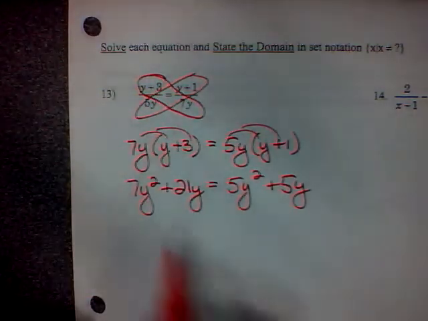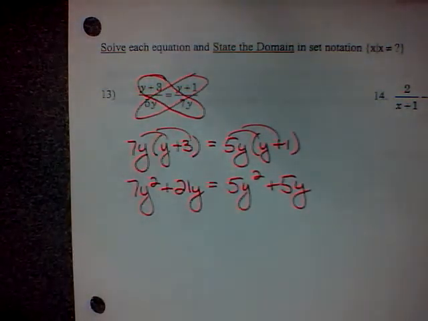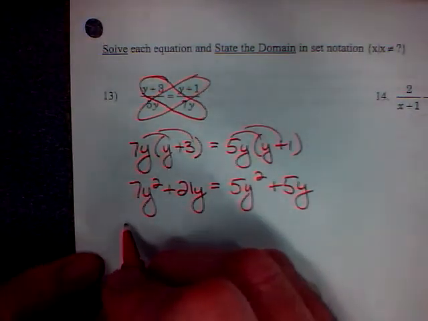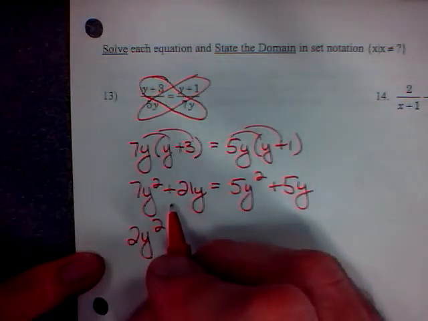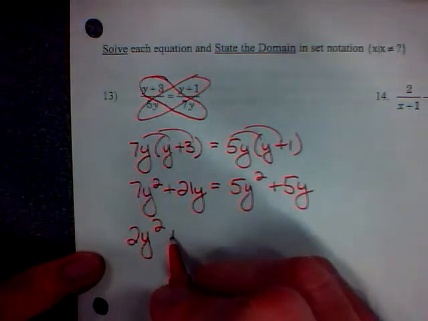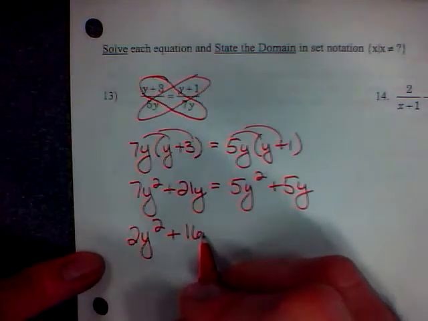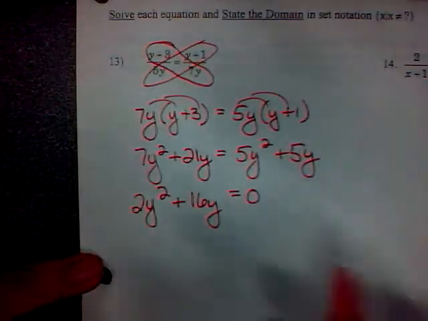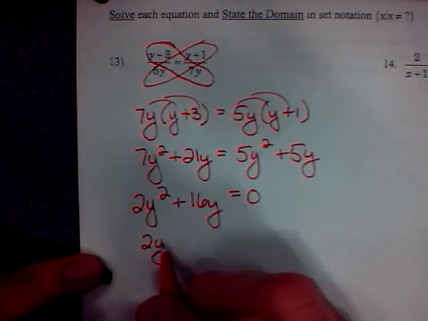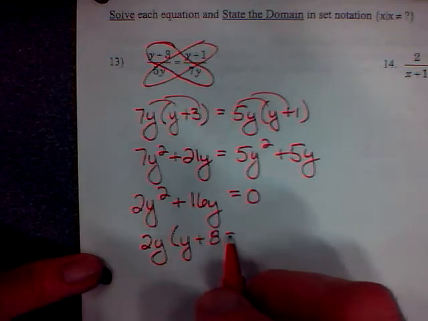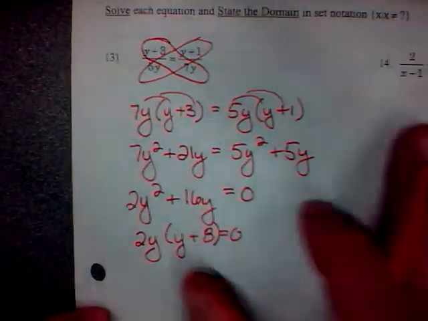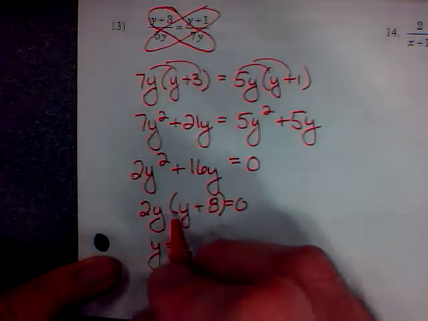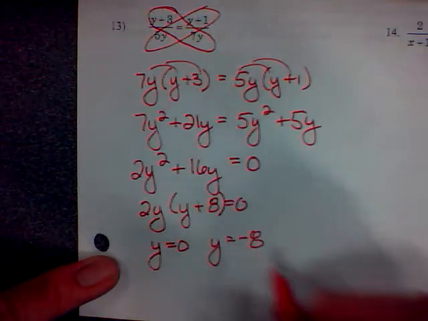And looks like we're going to have a quadratic at the end, so we're going to need to set this one equal to 0. So we'll subtract the 5y, which gets you 2y squared. Subtract the 5y, and you get 16y equals 0. Okay. And it looks like we have a common factor of 2y, which leaves you with y plus 8 equals 0. So it looks like your possible values of x here, or sorry, y here would be y equals 0 and y equals negative 8.